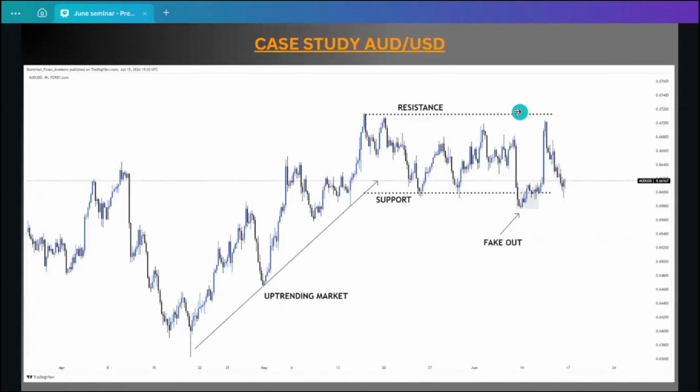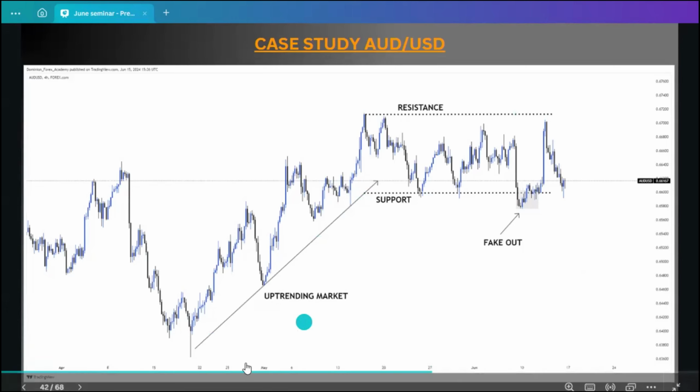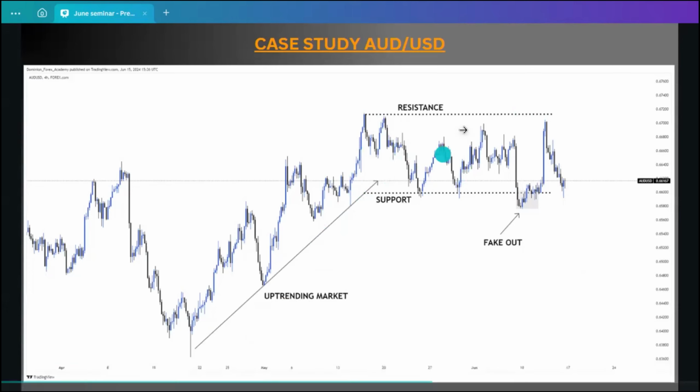So, case study: Aussie dollar. Oh my god, this guy is currently giving me joy, because on Aussie dollar I did a swing setup, and it gave me a wonderful result because it played out absolutely well. So Aussie dollar, cheers to you. But let's just study the case. This is an uptrending market, almost similar to EURUSD. Can you imagine? This is an uptrending market, with a support and resistance level, and you see price is ranging. Now there was a fake out, as you can see.